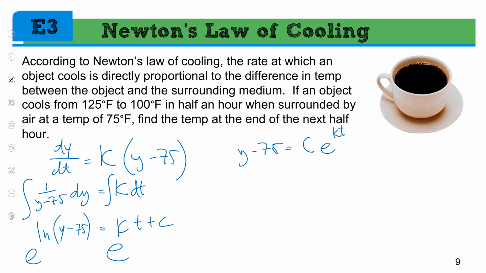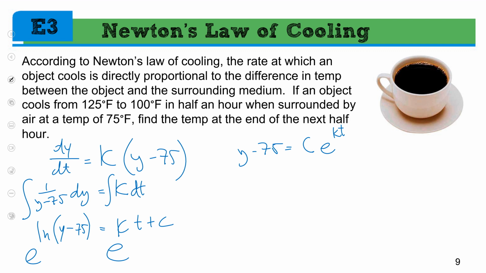Can you plug in the temperatures? Yeah. Okay, so how do I do that? If an object cools from 125 degrees to 100 degrees in a half hour, when surrounded by air temperature of 75 degrees, find the temperature at the end of the next half hour. What's what? Because I got a y, I got a C, and I got a t, and I can use those to solve for k. So what's y? Is that 100? No, sorry. Oh, yes, it is, because it's cooling. And then C is 125. Perfect, and t is 1/2.